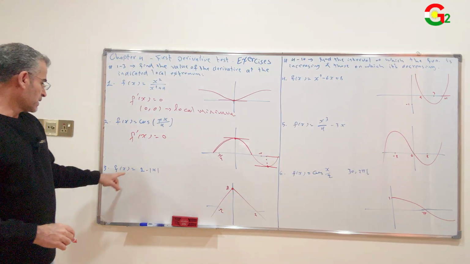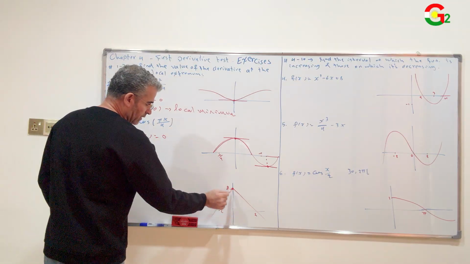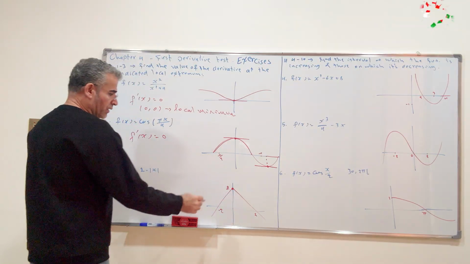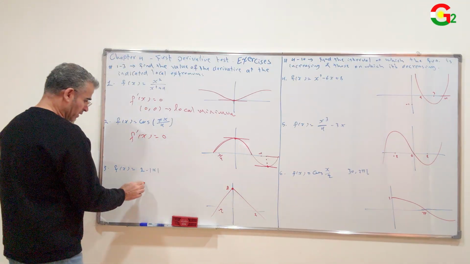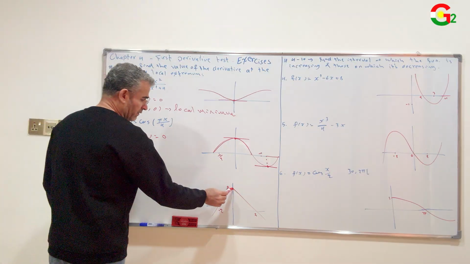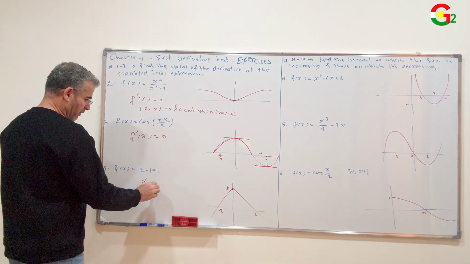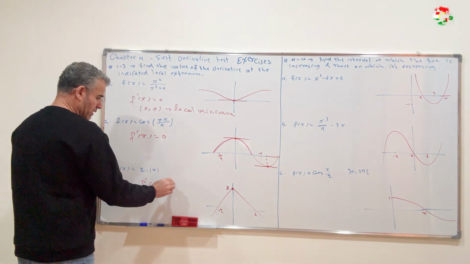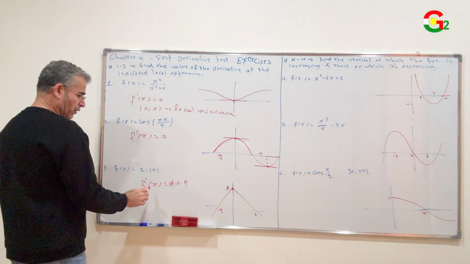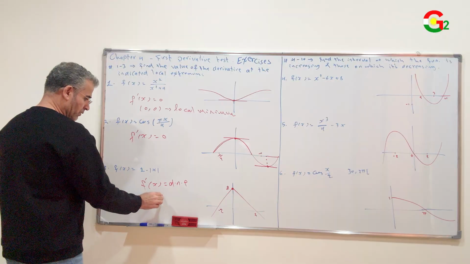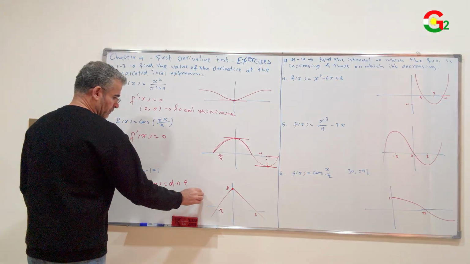Question number 3, f of x equals 2 minus absolute value x, the graph of the function. The indicated point is 0, 2. The derivative of the function at this point does not exist since the function has a sharp vertex at this point. Therefore, f prime of x does not exist, and 0, 2 is a critical point, and 0, 2 is a local maximum point.